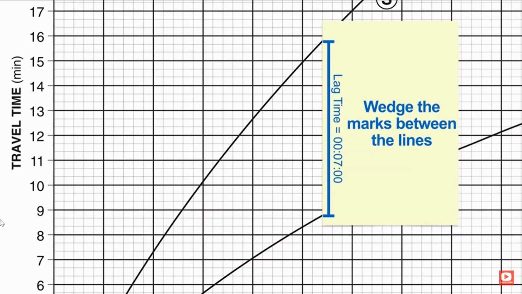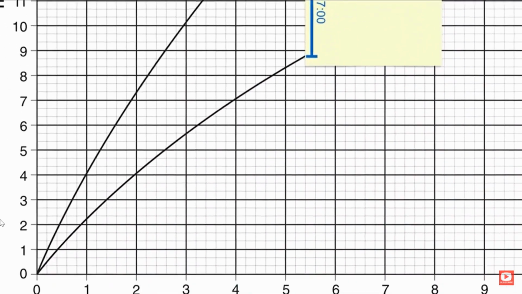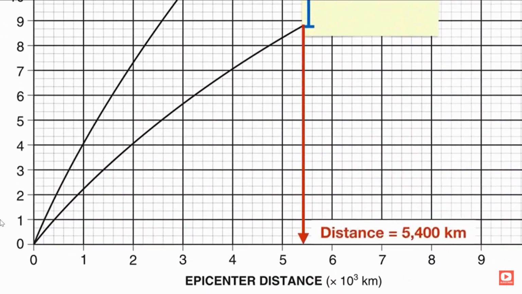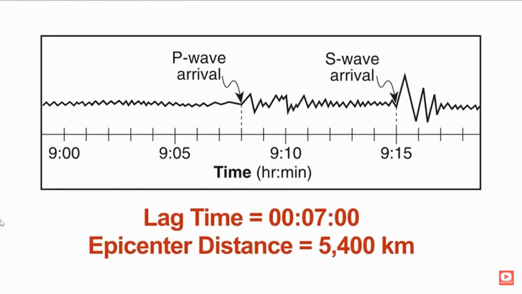Once you have it lined up with the two curves, you simply follow that piece of scrap paper down to the bottom, and that will reveal the distance to the epicenter, which in this case appears to be about 5,400 kilometers. So by simply looking at the lag time and using our reference table, we can figure out how far away we are from the earthquake epicenter.